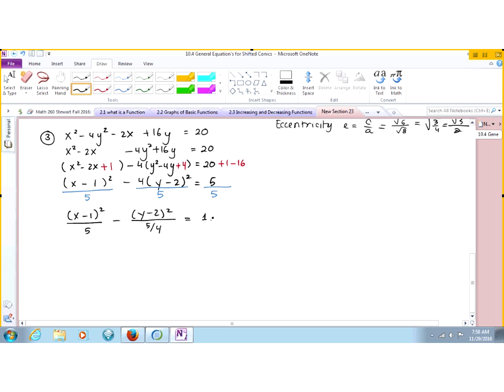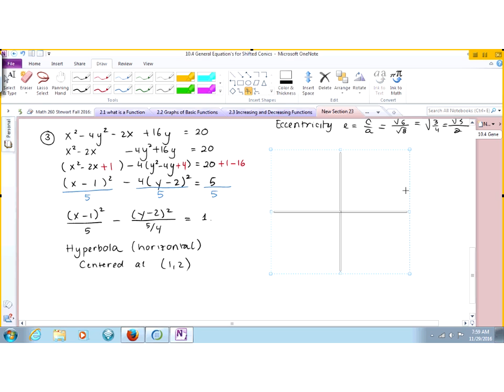Okay. All right. So what type of conic is this? What is it? Hyperbola? Vertical, horizontal? Horizontal. Yes. Good. Can we know the center? 1, 2. Yes. All right. So your center is 1, 2. That's right. Now, let's graph it first. So we know where the vertices are. So we're not going to, what is it called? Memorize, right?